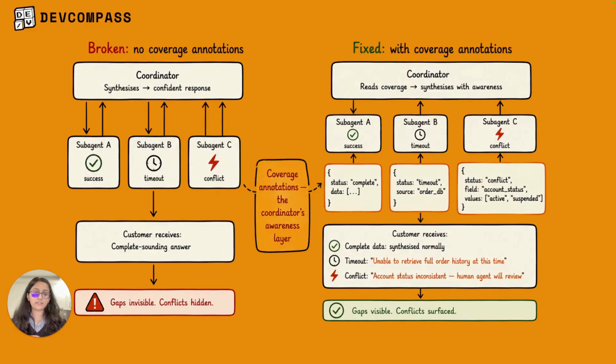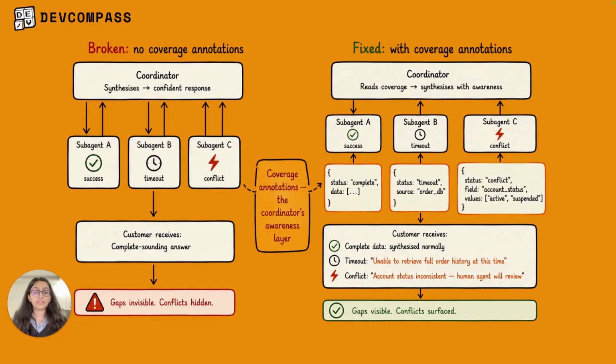Coordinator sends tasks, sub-agents run, some succeed, some time out, one returns a conflict. Results flow back to the coordinator. The coordinator synthesizes, produces a single confident response. The customer receives it, none of the gaps are visible, so the conflict is entirely hidden.